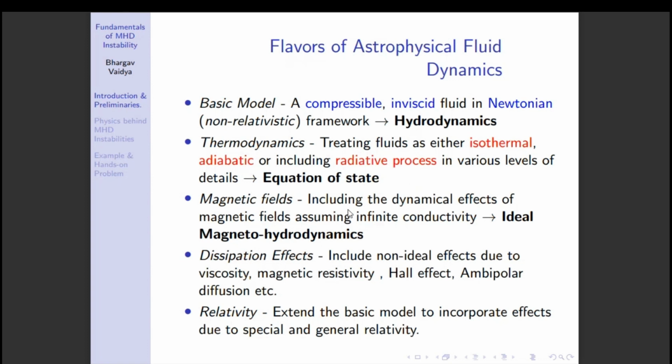And of course, the most important aspect, which is the focus of today's classes and tomorrow's, is magnetic fields. Magnetic fields are present everywhere in the astrophysical sense. Somewhere magnetic fields dominate the flow, somewhere they are subdominant, but they are present. The system is a plasma: you have ions and electrons coupled to magnetic fields.